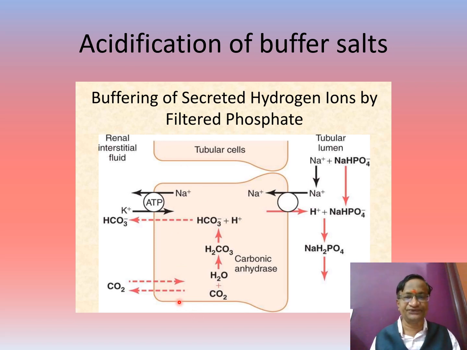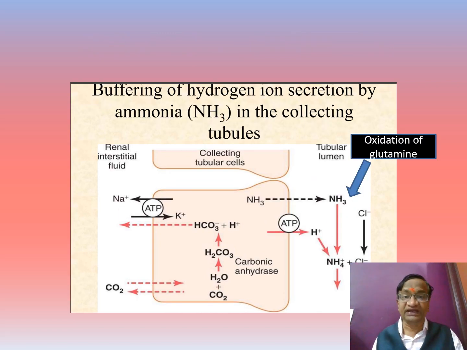Acidification of buffer salts. See here, carbon dioxide, this hydrogen goes out. Here you can see sodium phosphate also acts. This also may act: acidification of buffer salts. Buffering by ammonia also occurs. NH3 will become NH4 plus and gets excreted.